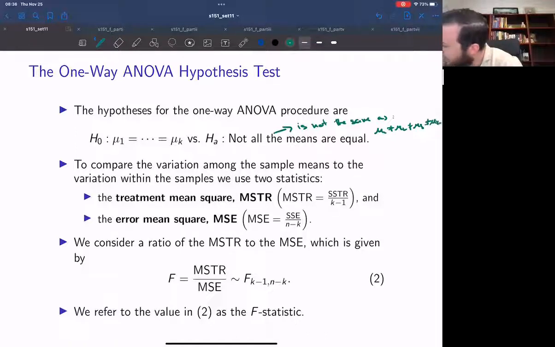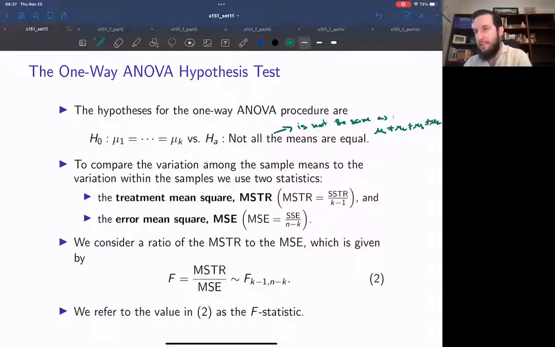Not equal to mu k. Okay, that's not what it's saying. All it is saying is that somewhere among the set of means, there could be a difference. So the alternative hypothesis could mean that just mu1 and mu2 are different. It could just mean that mu1 and mu3 are different. It could mean that mu2 and mu4 and mu2 and mu5 are different. There's a lot of different outcomes that fall into the alternative hypothesis. So we are testing equality of every mean versus at least two means are different from each other among all the means you're considering.